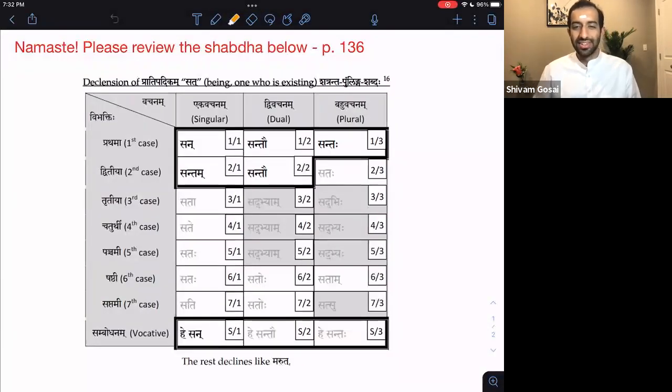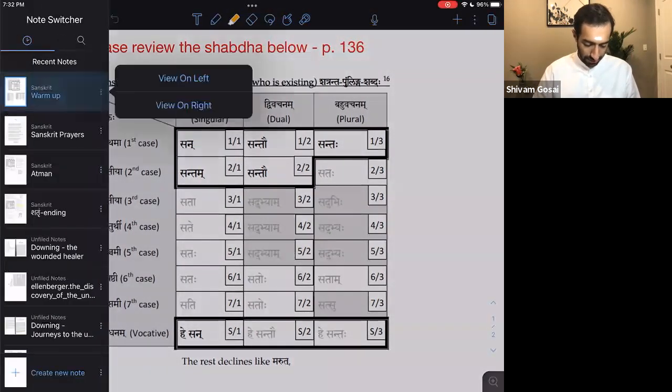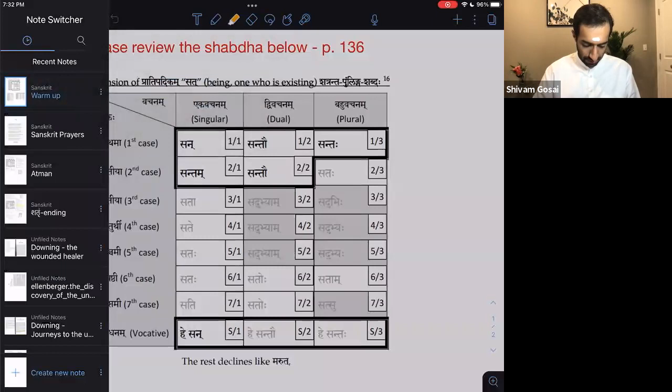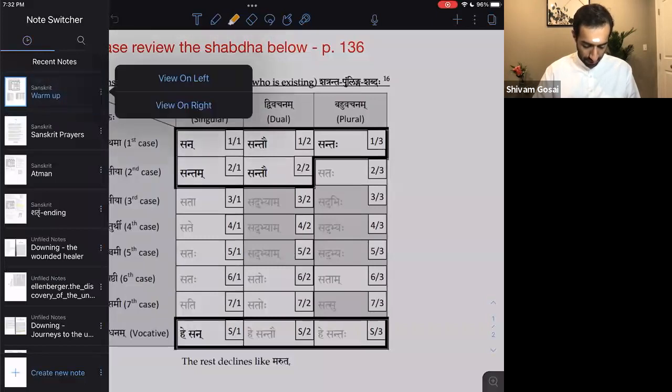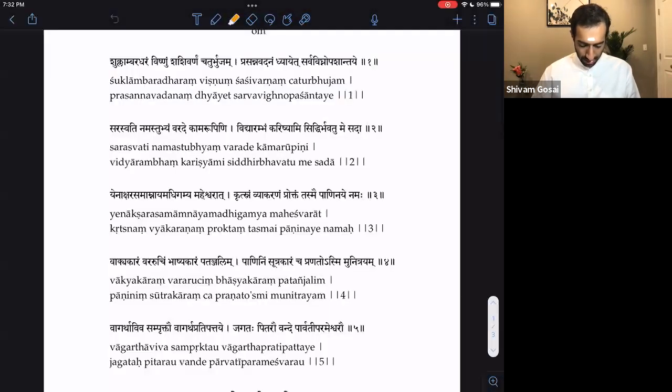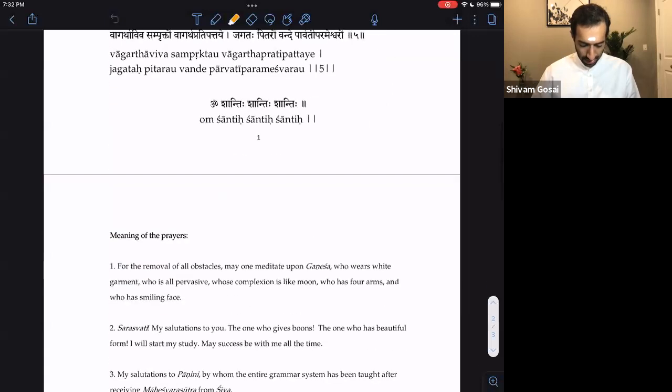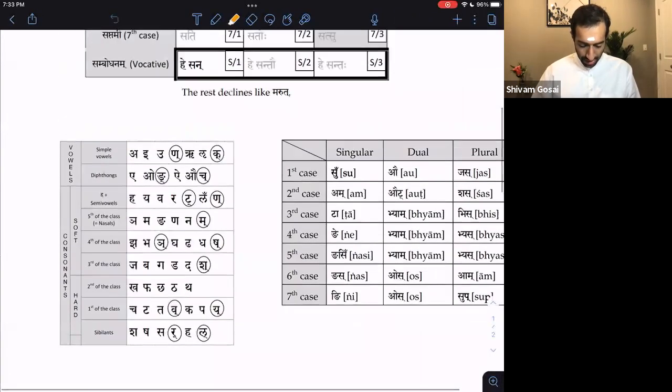Namaste, everyone. So in today's class, we'll be looking at ātman-śabdha. We'll see ātman-śabdha, and just quickly we'll review sat. Oh, before we do that, let's do our Maheshwara Sutra.